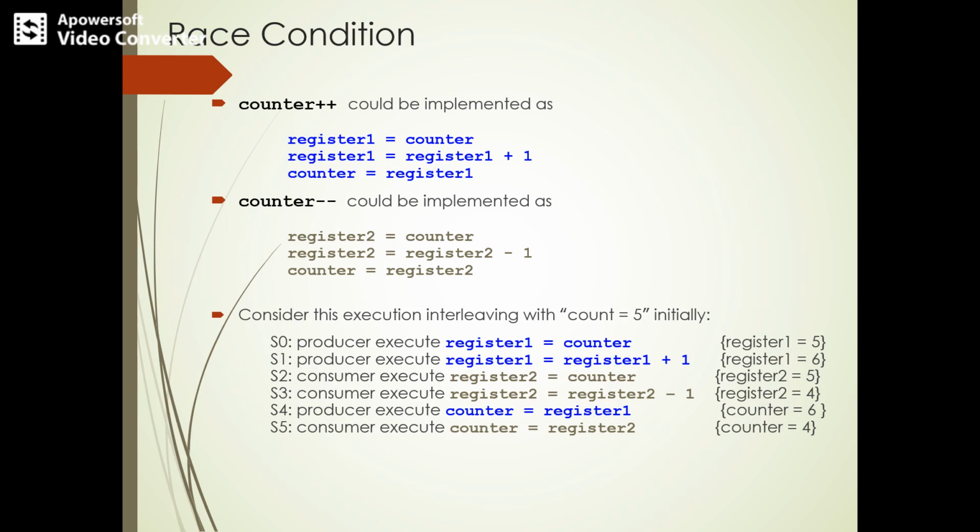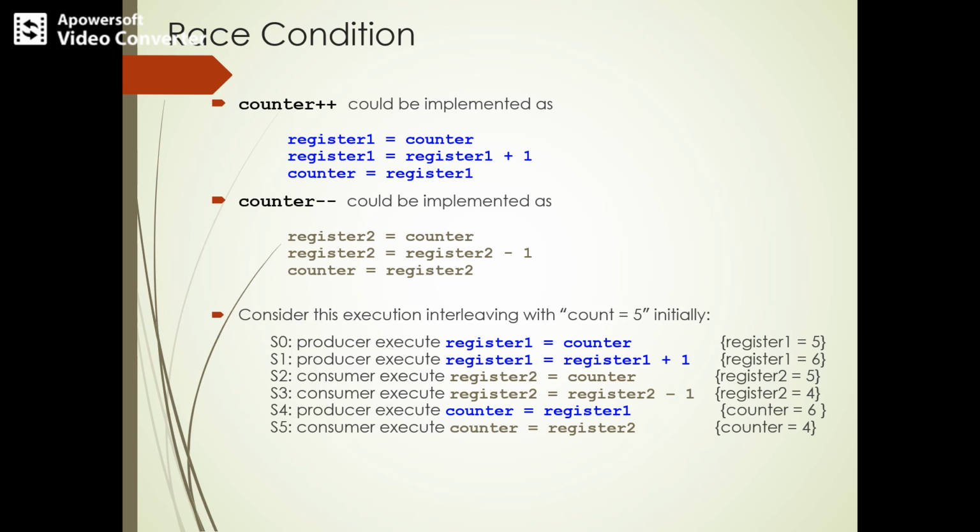So, interleaving. Consider this interleaving with the counter. Observe the lines. Register 1 is having the value of the counter, that is 5 first, and in the S1 statement the producer, let's say, executes register 1 = register 1 + 1. So the value of register 1 will be 5 plus 1, that is 6.